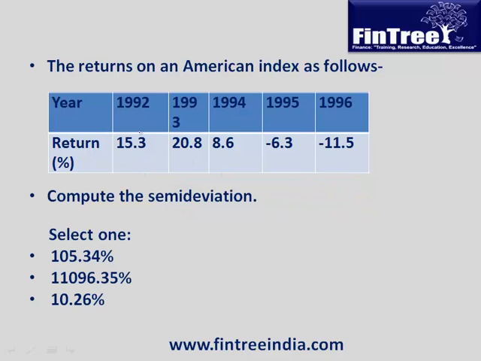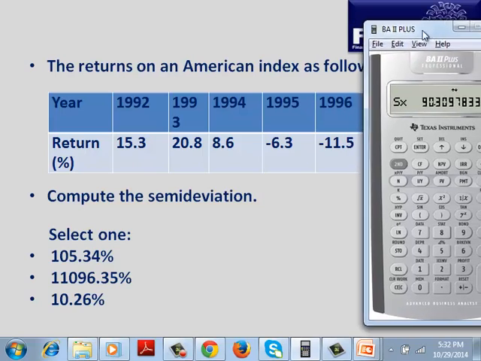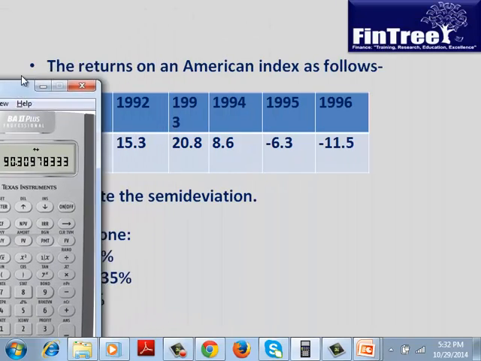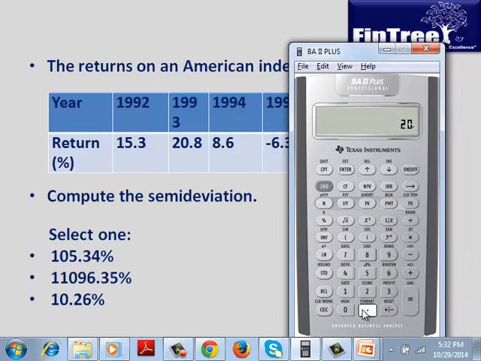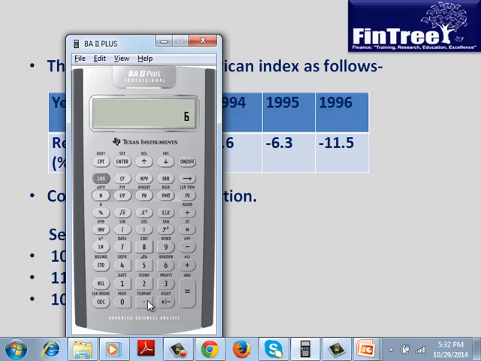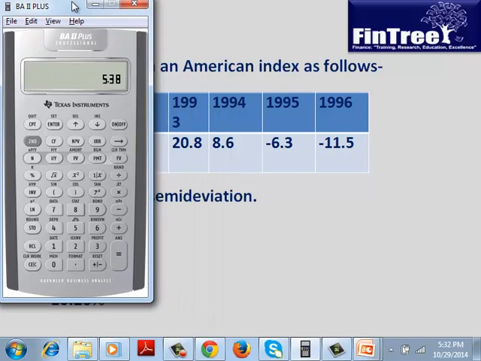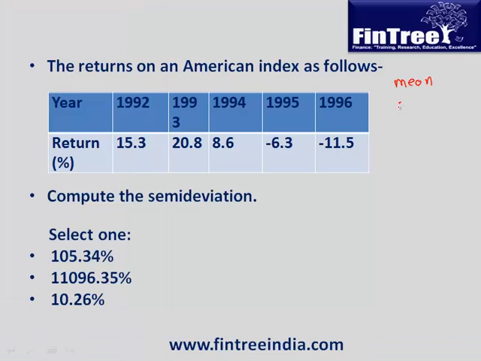So how do we deal with this? Step number 1 would be to calculate arithmetic mean of these values. So let's do it. First value would be 15.3 plus 20.8 plus 8.6 minus 6.3 minus 11.5, 26.9 divided by 5, which would give us a mean value of 5.38.